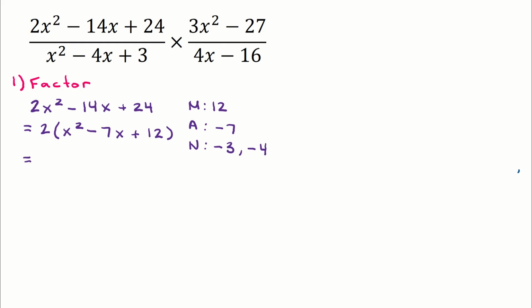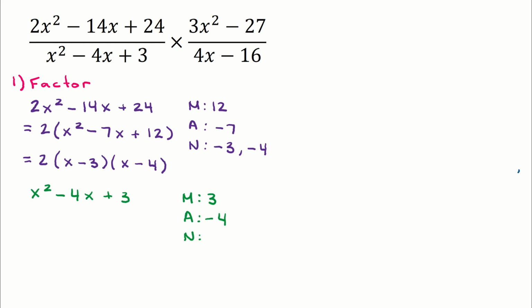So putting this back in, fully factored, this works out to 2 times x minus 3 times x minus 4. On our denominator, we have x squared minus 4x plus 3. This is a simple trinomial, so we're looking for two numbers that multiply to 3 and add to -4. And the numbers that work in this case will be -3 and -1. So fully factored, this works out to x minus 3, x minus 1.